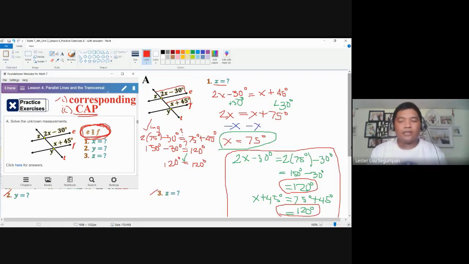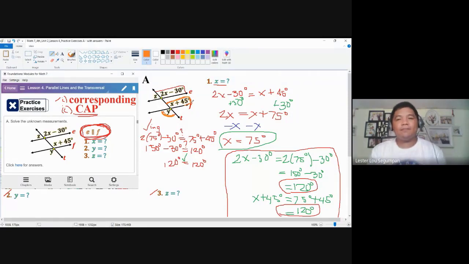So let's look at y, angle y. Angle y here, right, can be solved if we are going to choose the relationship between this angle here and the angle x plus 45 degrees. Right? What do you think is the relationship between angle y and the angle with the measurement x plus 45 degrees?